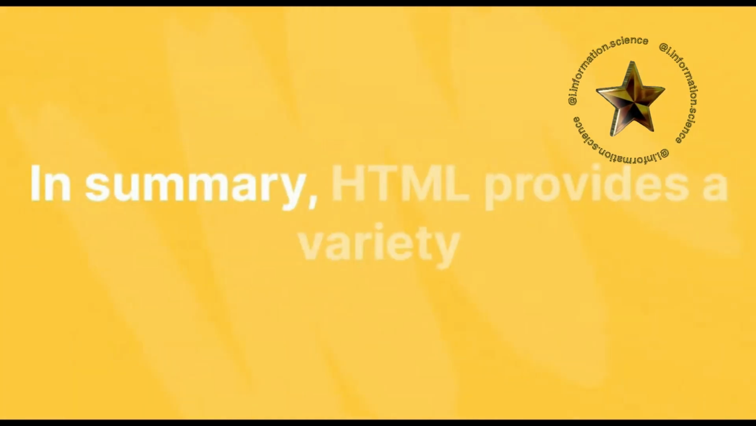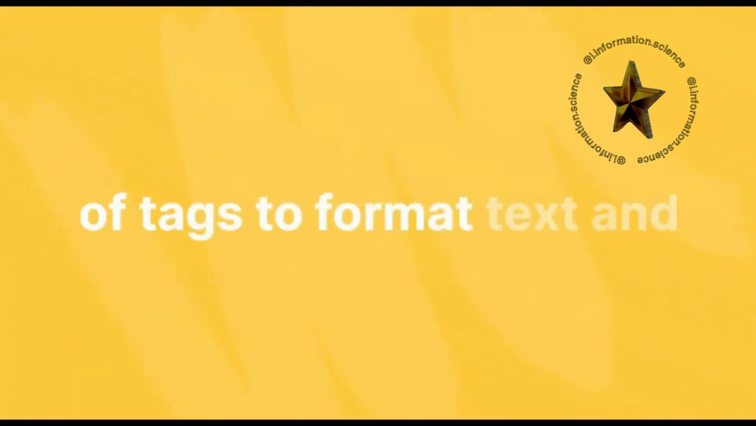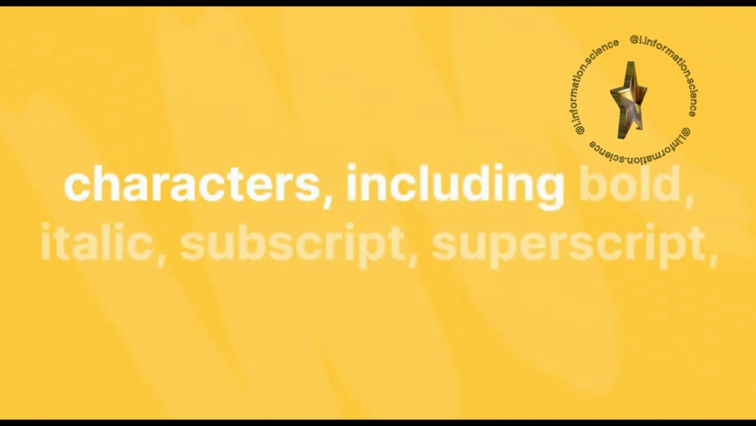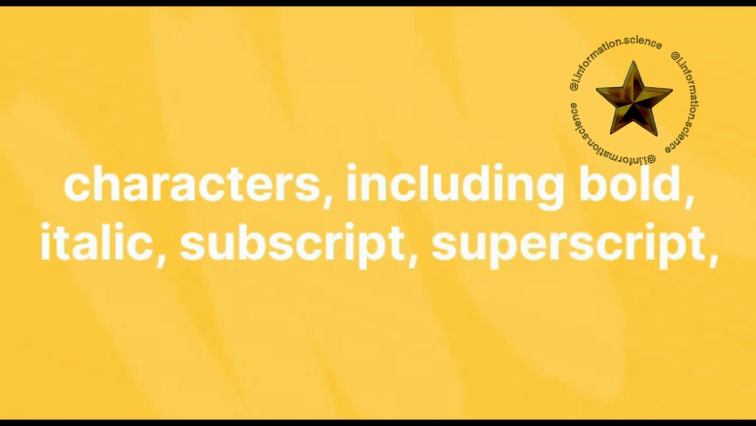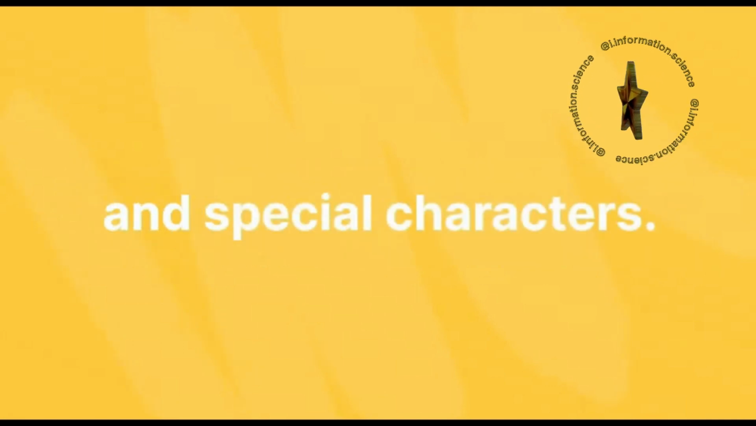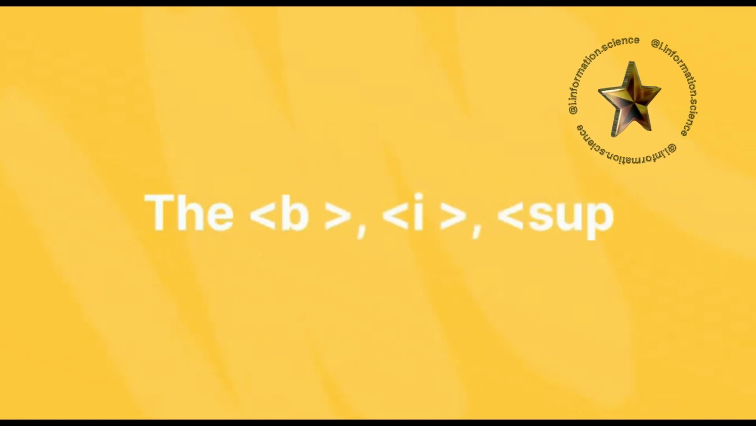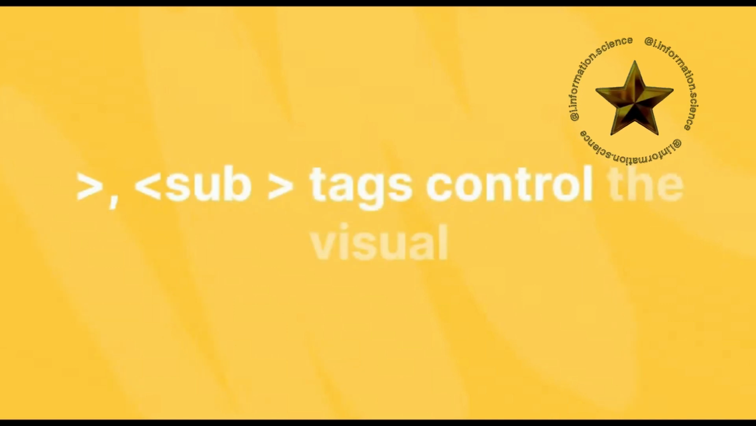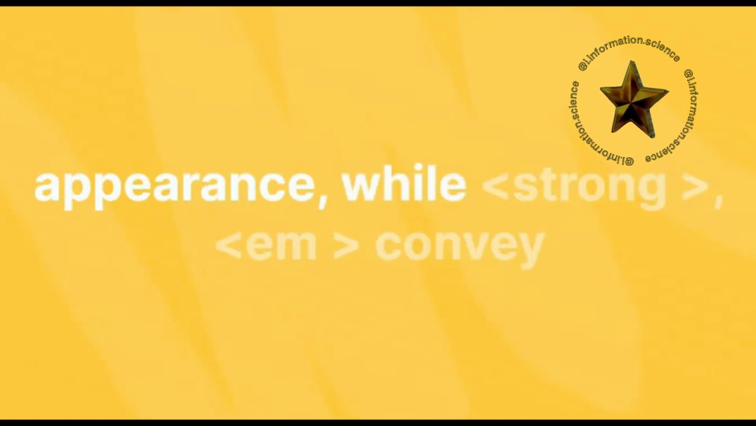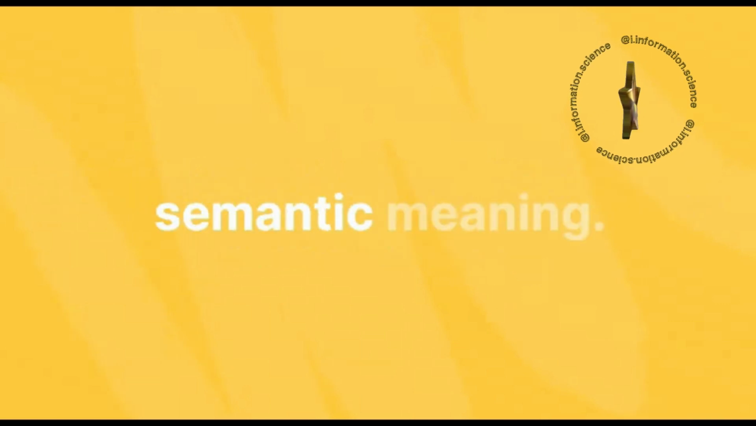In summary, HTML provides a variety of tags to format text and characters, including bold, italic, subscript, superscript, and special characters. The B, I, sub tags control the visual appearance, while strong, EM convey semantic meaning.